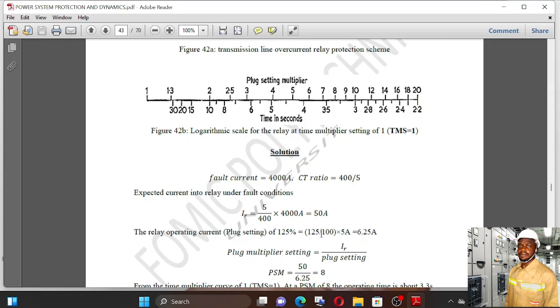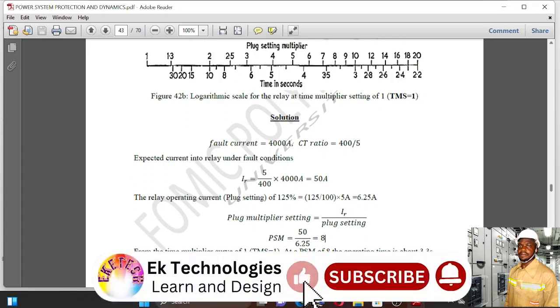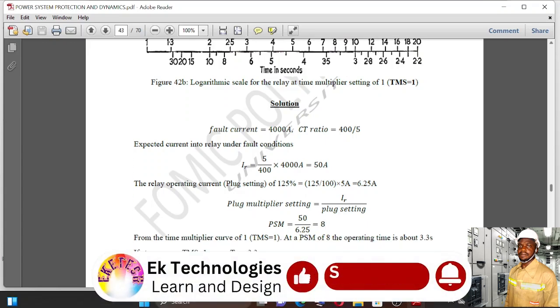Or 125 divided by 100 times 5, which will give us 6.25 ampere. So this is the actual relay characteristic, 6.25 ampere. So we'll now take that 40 current divided by this actual relay characteristic of 6.25 ampere. It will give us a clock setting multiplier. So that's what we use in setting the relay at 8, clock setting multiplier of 8.